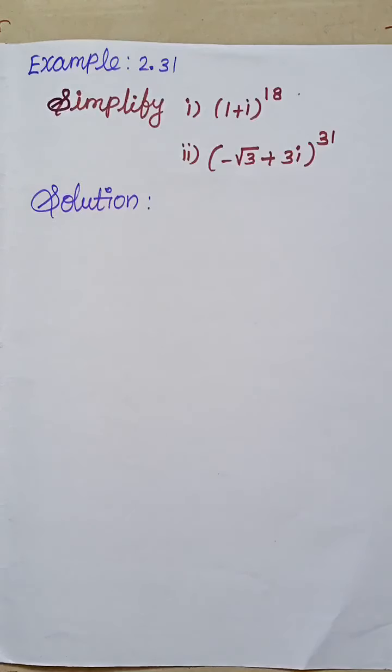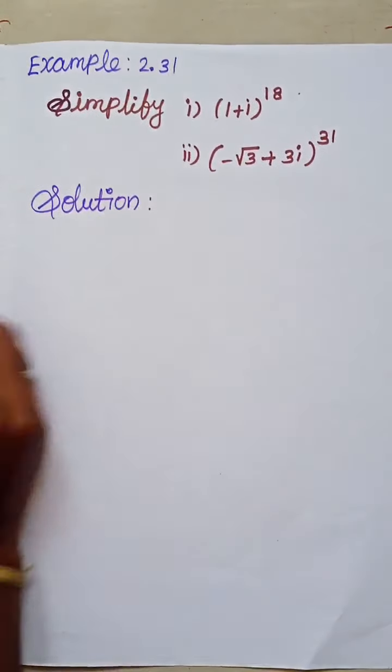Let us see example 2.31. The given question is: simplify the first sum, (1 plus i) to the power 18. The second sum is (minus root 3 plus 3i) to the power 31.